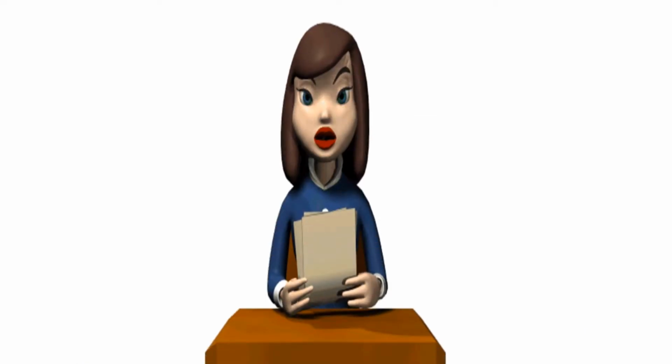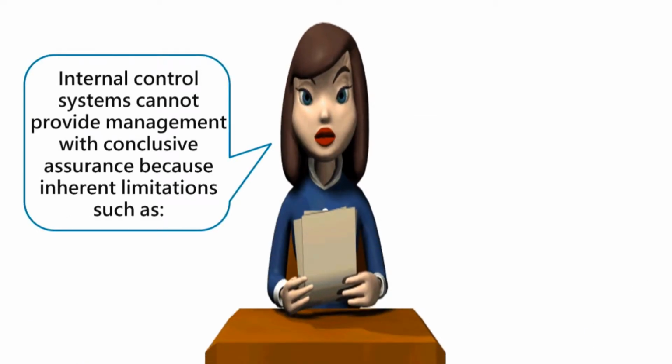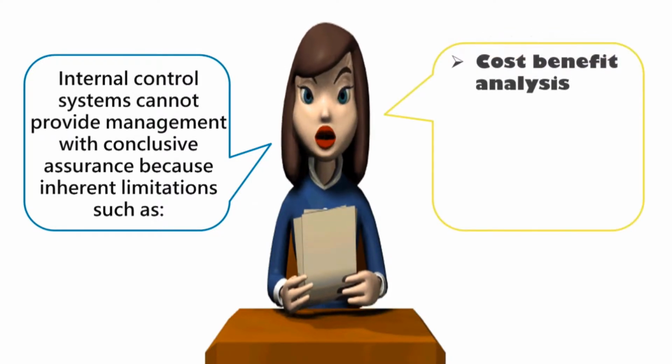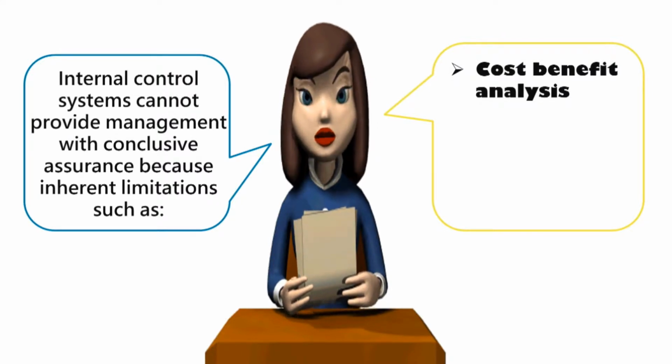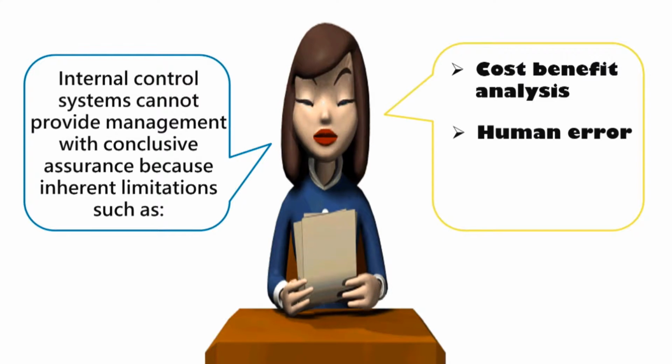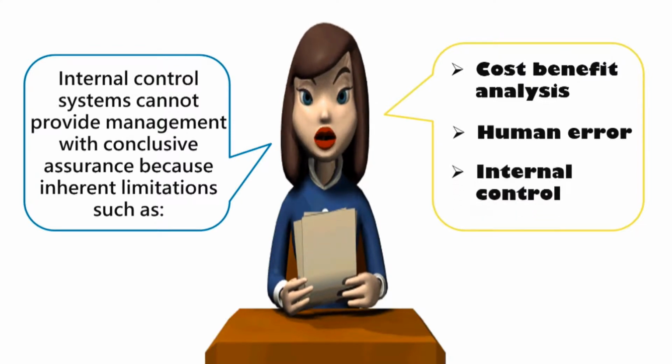However, internal control systems cannot provide management with conclusive assurance because of inherent limitations, such as cost-benefit analysis. This is because sometimes the cost to set up internal control is too high. Human error due to carelessness, ignorance, rejection to adhere to the system, and misunderstandings of instructions. Internal control may become irrelevant due to changes in conditions and environment.